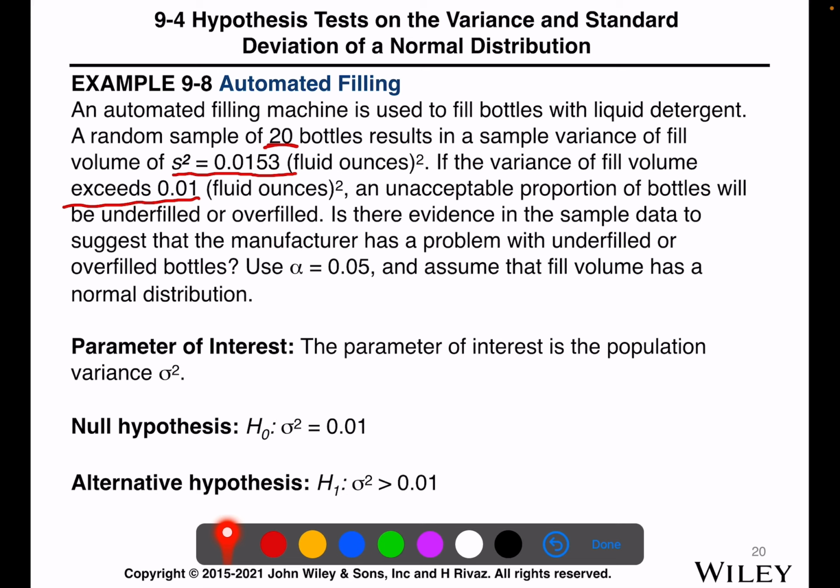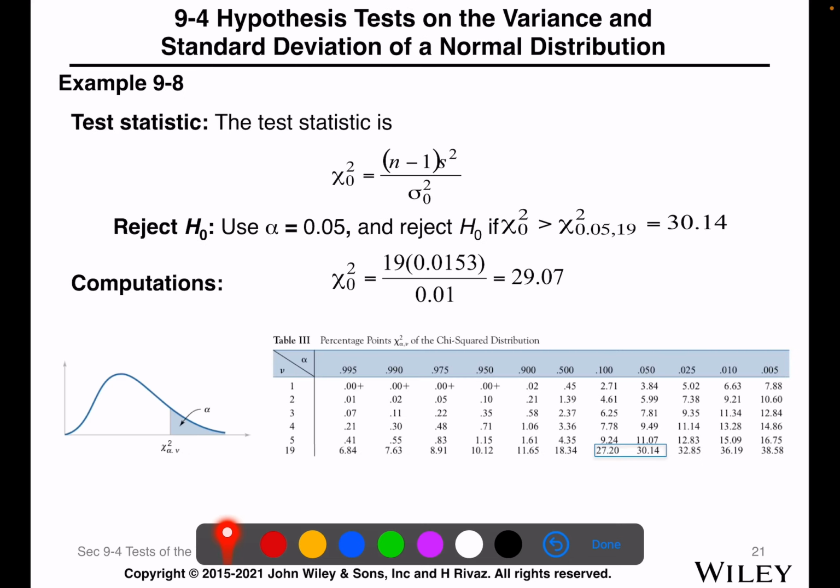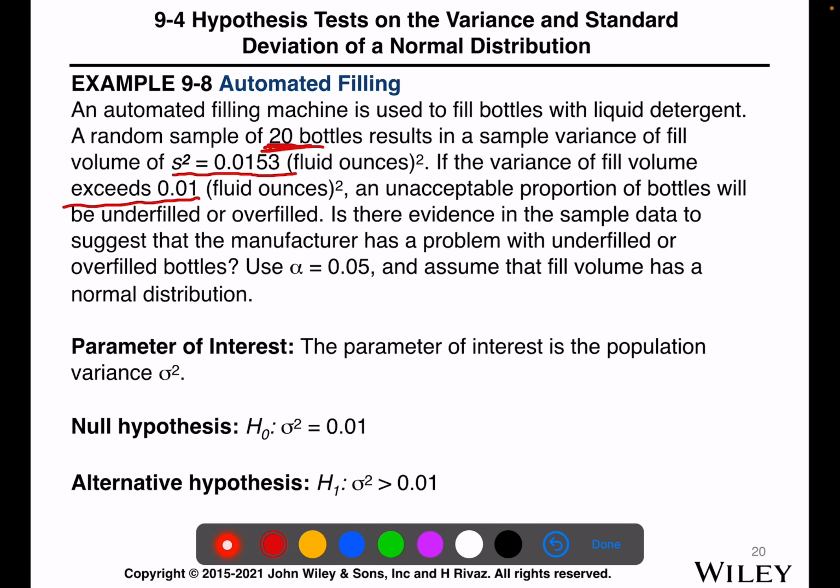So the question is related to variance, and because of that, we have to use the chi-squared distribution. So our test statistic is chi-squared of 0, according to the equation, n minus 1 times s squared divided by sigma 0 squared. And the question says use 0.05, right? So chi-squared of 0.05 and 19. So we look at the table for 19 degrees of freedom here. And 19 is because we have 20 samples, right? So n minus 1 is 19.